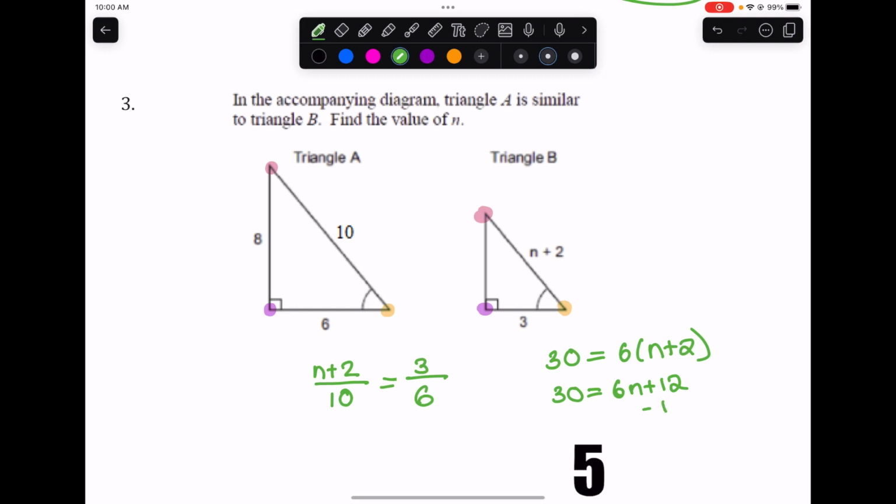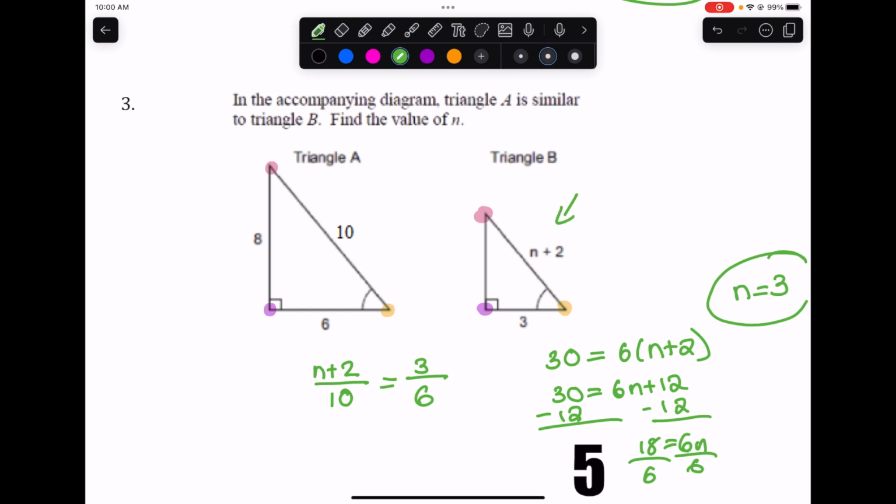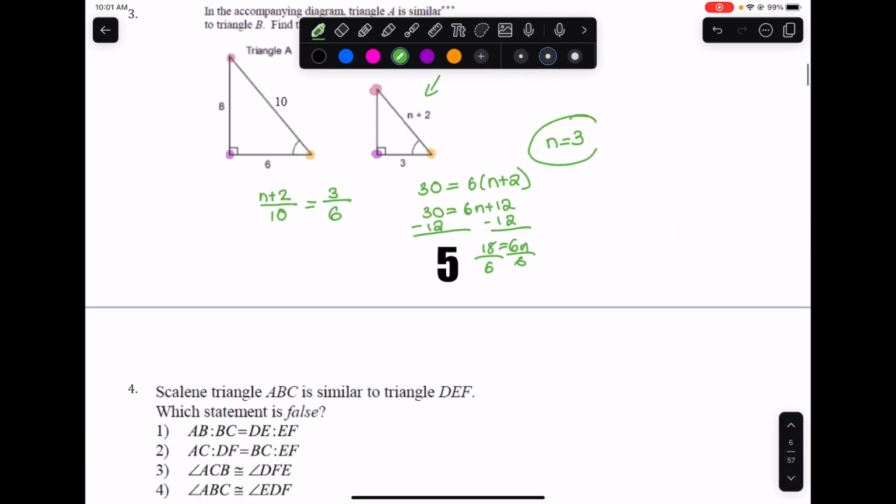Now first subtract 12. You get 18 equals 6n, for a final answer of n is equal to 3. If they asked you for the length of that side, you would not be done, because you would have to say the length of the side is n plus 2. Therefore, I would have to plug 3 back in to get 3 plus 2 for a length of 5.